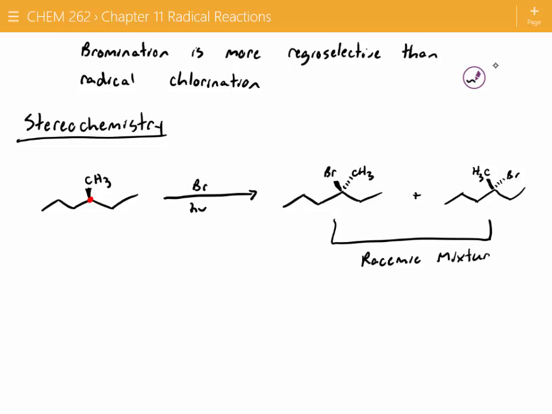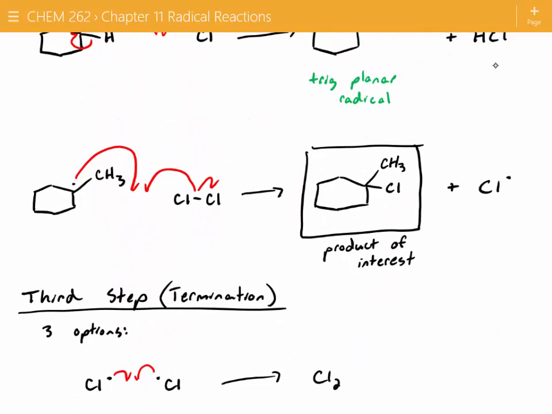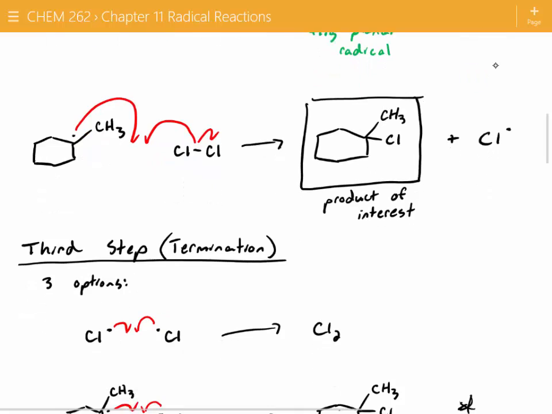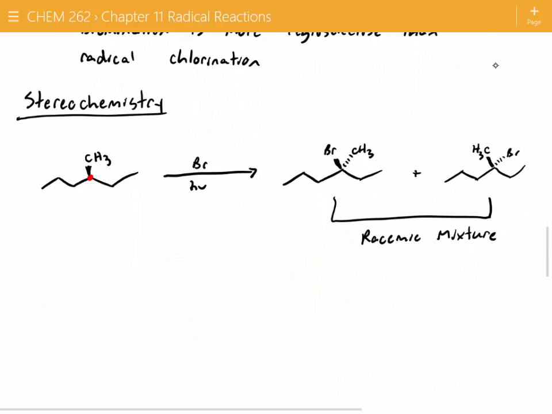Why are we getting a racemic mixture? Because why? It's not a substitution, right? So if we go back up to the mechanism and we look at this step, we've got a trigonal planar radical, right? Can this chlorine add to the top face or the bottom face, or does it matter? It doesn't matter, right? So in this case, because we go through a trigonal planar intermediate, we lose our stereochemistry and we get a racemic mixture of products.